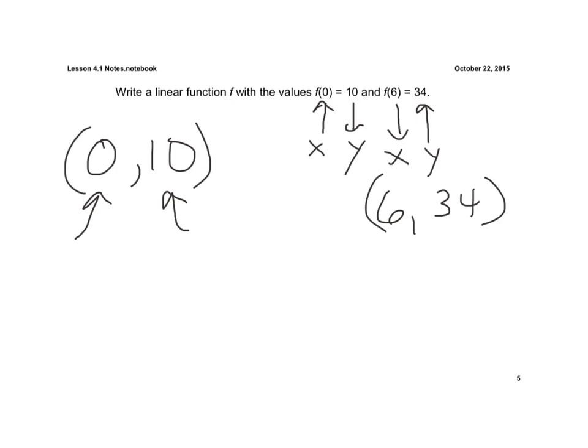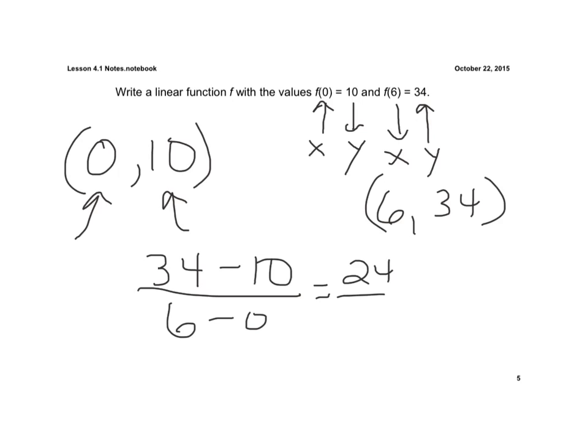So again, the first thing we have to do is find the slope. So I'm going to go ahead and take the difference of the y, so 34 minus 10, all over 6 minus 0. That gives me 24 divided by 6, which is 4. So that equals my slope is 4.